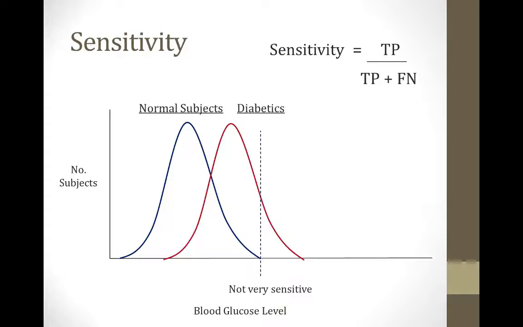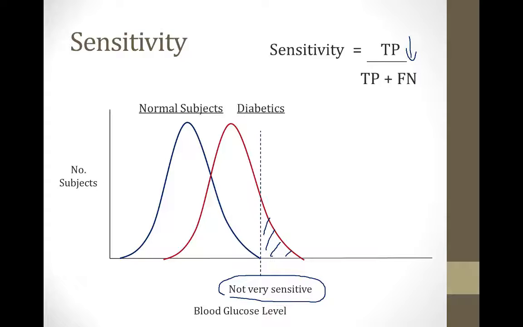Now let's talk about a cutoff point way over here on the right. This would be a not very sensitive cutoff point. Let's talk about why that is. Well, the number of true positives would be relatively small. Of all the diabetics, only this small group here is identified as true positives. So this will make the top number in the equation relatively small.